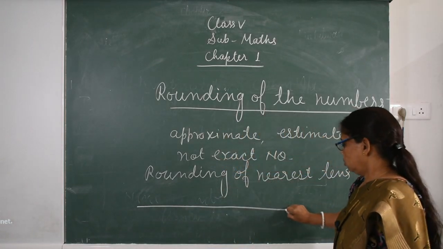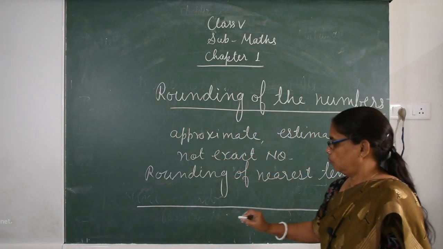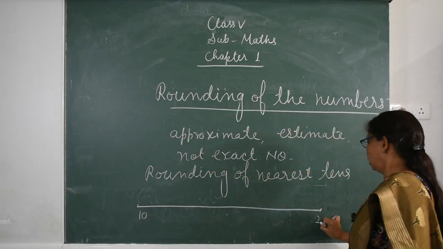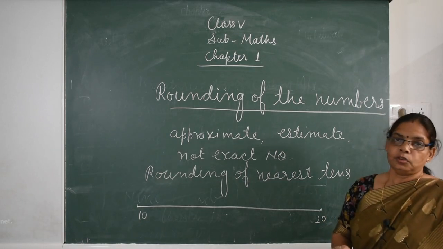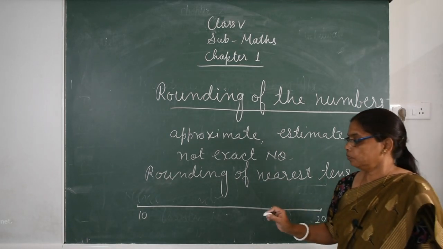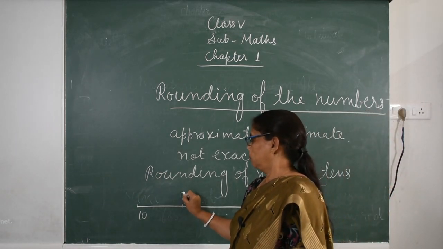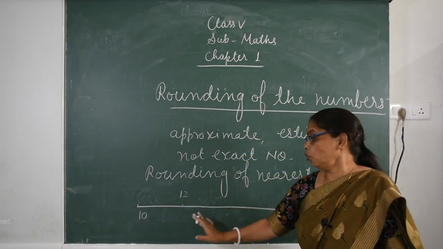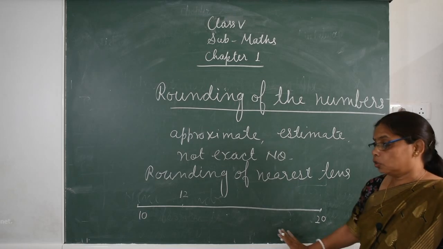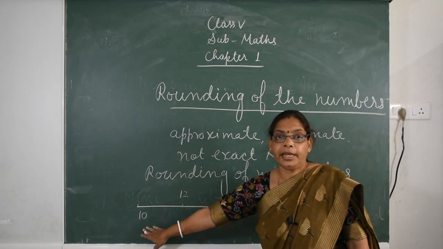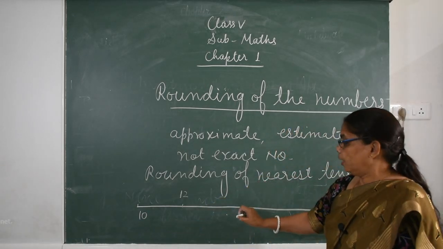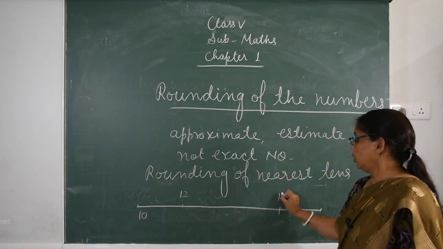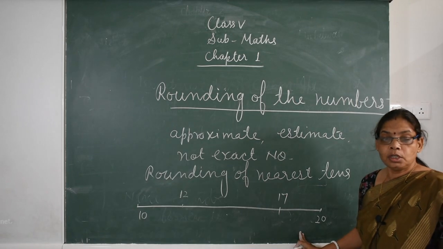So we take this number, 10 and 20. So let's take one example here, 12. 12 is nearest to 10 or 20? So 12 is nearest to 10. And take here the example 17. So 17 is nearest to 20.